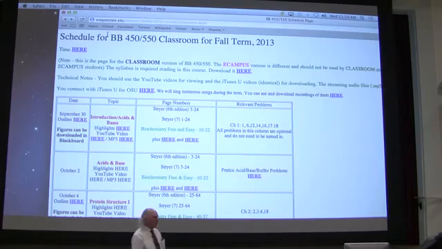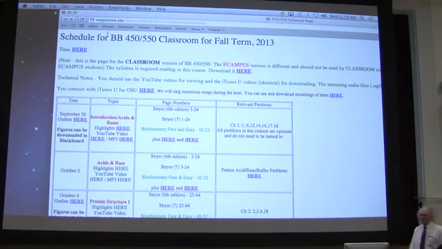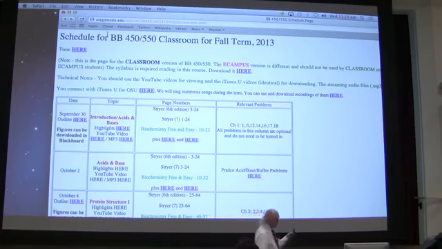We are moving forward. Today I'm going to spend a fair amount of time talking about solutions, buffers, and may touch a little bit on amino acids and how they can act as buffers as we get going forward. So that's my hope.